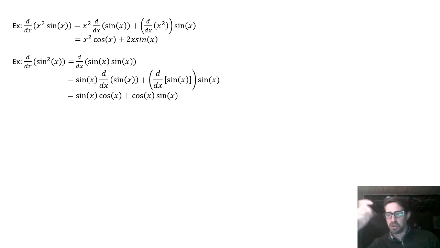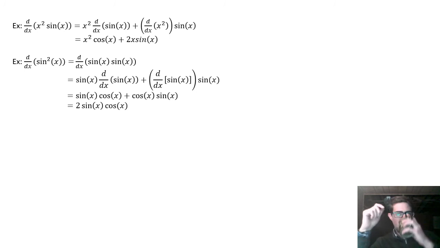Okay, so those are both the same term. We get sine of x times cosine of x plus cosine of x times sine of x. Since that's the same thing, there's absolutely no reason not to combine it into one term. So that's just 2 times sine of x times cosine of x. And you can kind of see that that'll always happen.